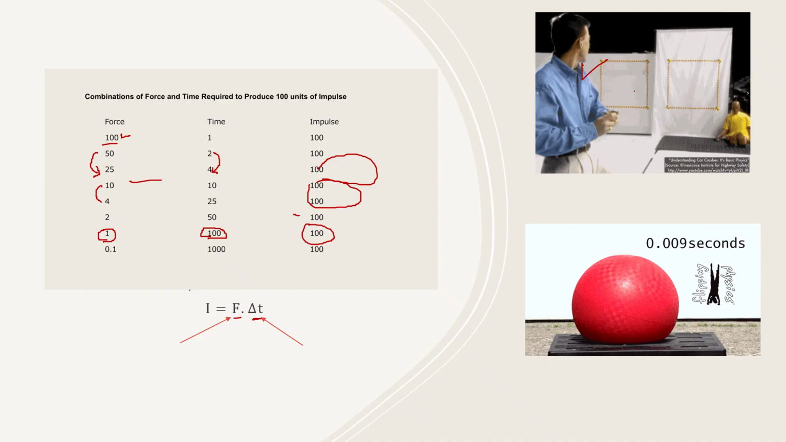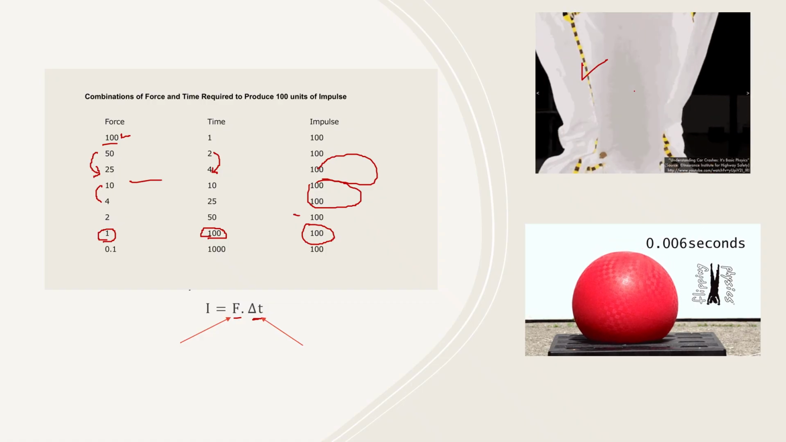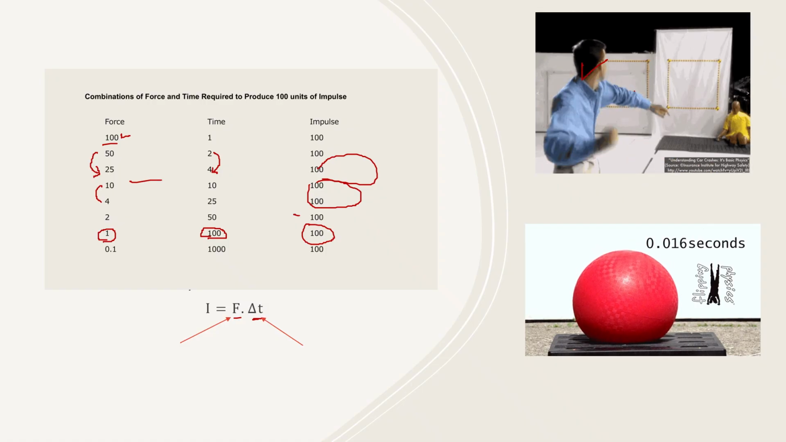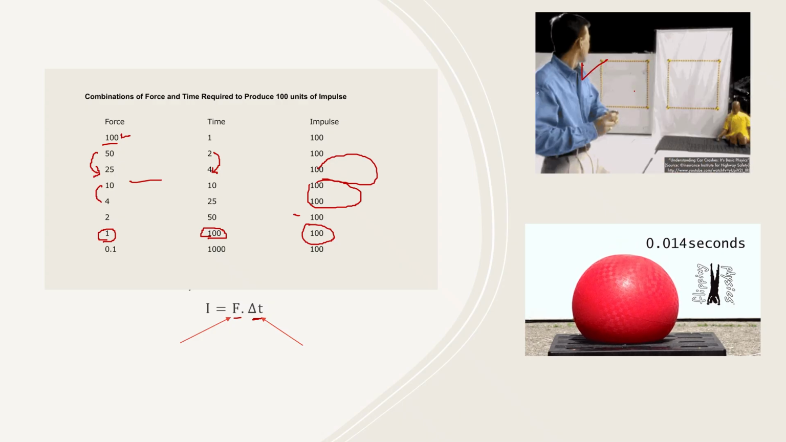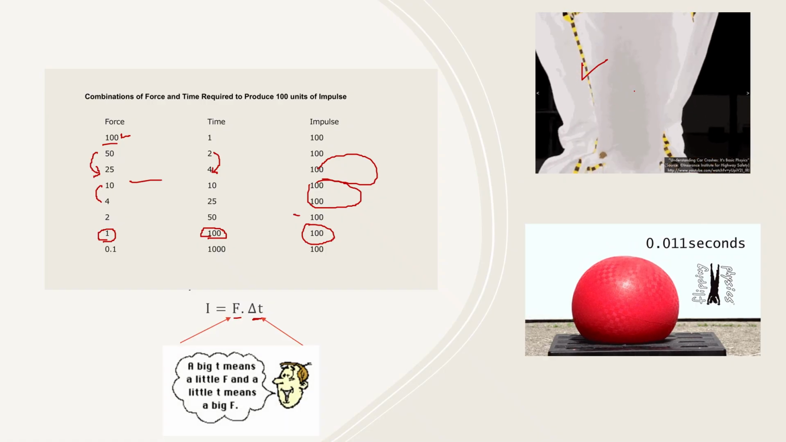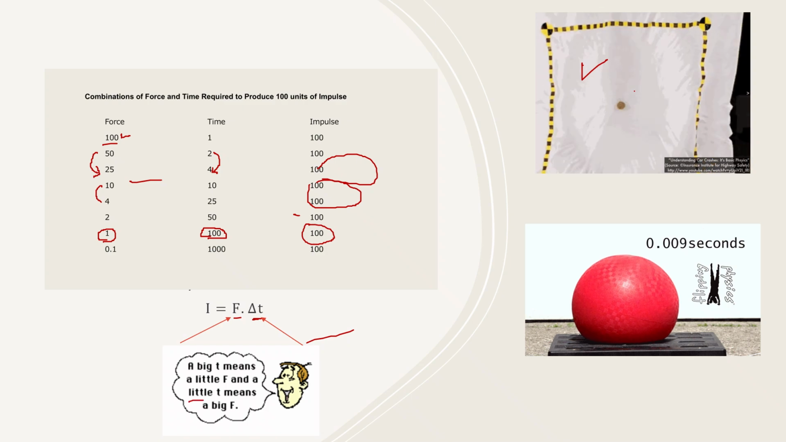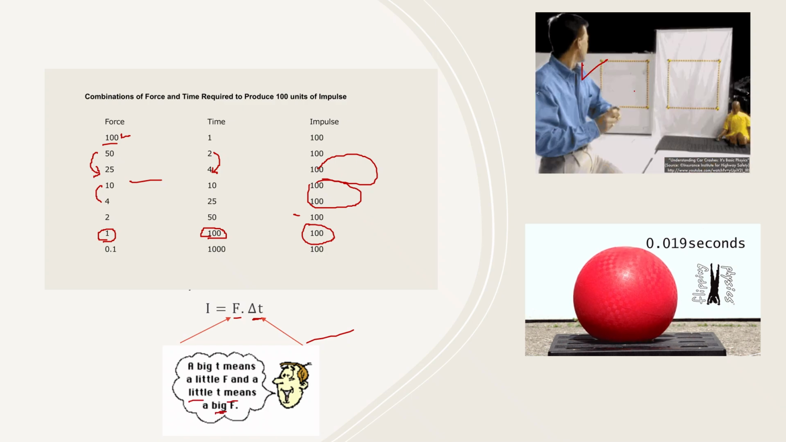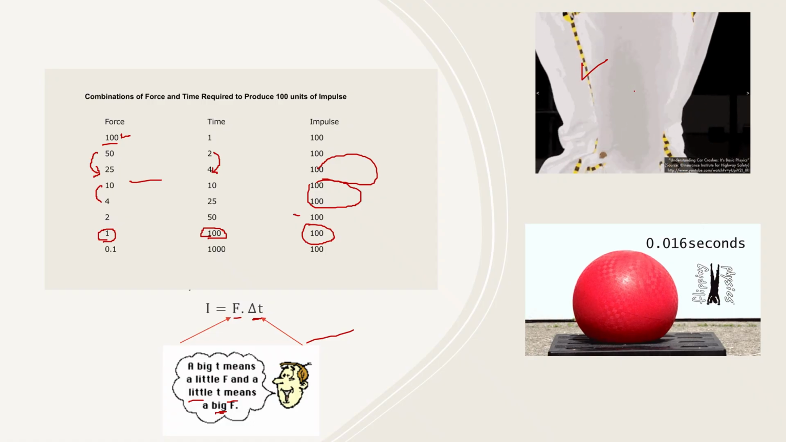So you see that if you decrease the force, then the time of collision increases. By increasing the time of collision, you can decrease the force applied on an object. So we can say a big T means a little f, and a little t means a big F, big force. If time is small, the force will be bigger.